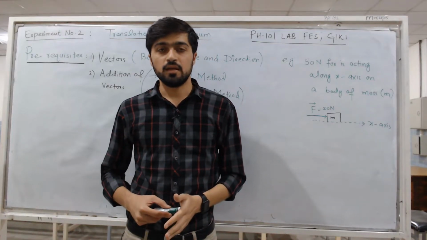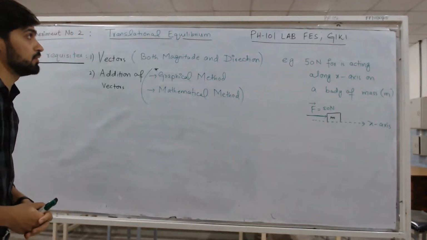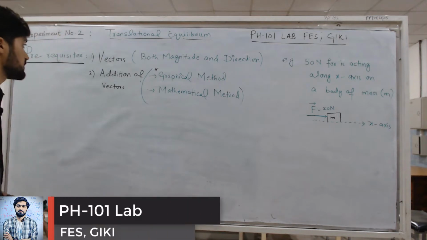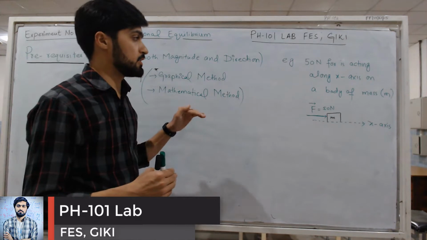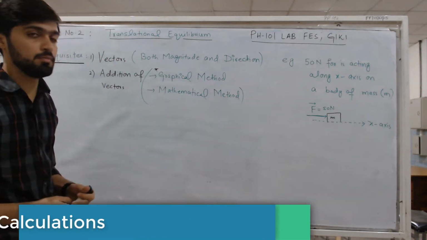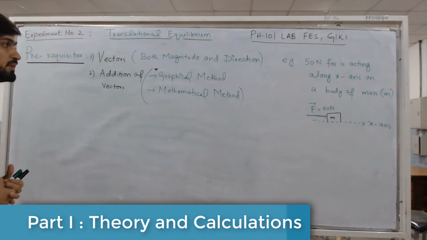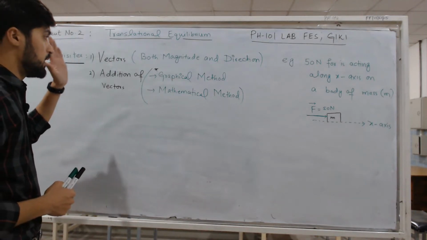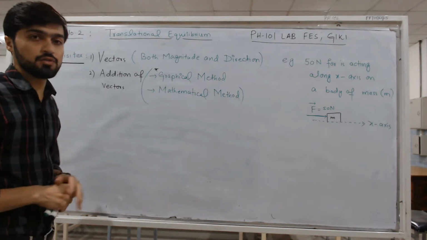I'm Ahmad Ali, and today's experiment, our second experiment, is about translational equilibrium. In order to proceed, we must discuss the prerequisites, the requirements for this experiment that we will perform shortly. So what are the prerequisites? The first one is vectors, and the second one is the addition of vectors. We must be aware of these two things.